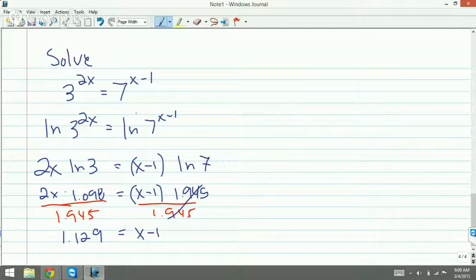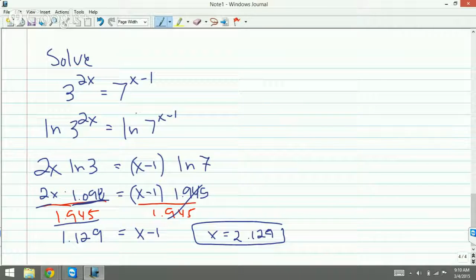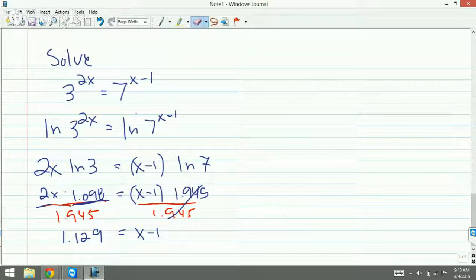You see what I did there? You guys good with that? Okay. And now what do I do? Add 1. Okay, so x is 2.129. It's 2 times 1.098 divided by 1.945. Oh, hold on. I did make an error there. Thank you. That's an x.